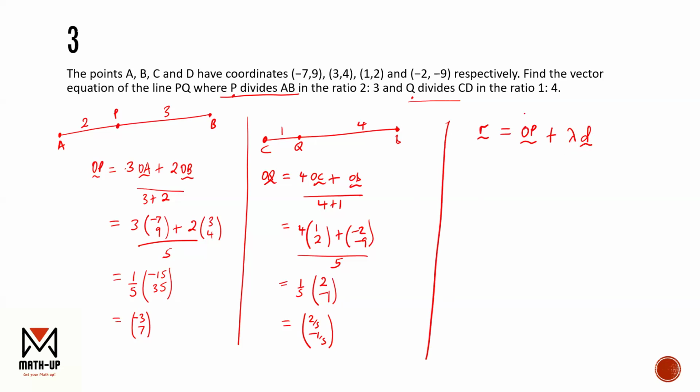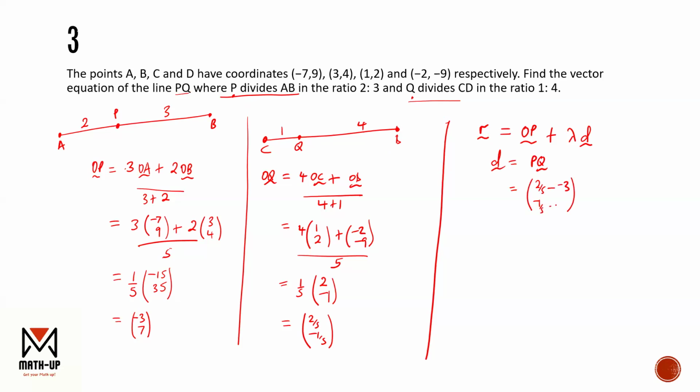And how do we get the direction vector of the line? The direction vector of the line is simply the vector between any two points on the line. Since it's the line PQ, and we have points P and Q on the line, our direction vector can simply be the vector PQ. So we can go ahead to find that PQ is going to be OQ minus OP. So that's going to be 2 out of 5 minus -3.